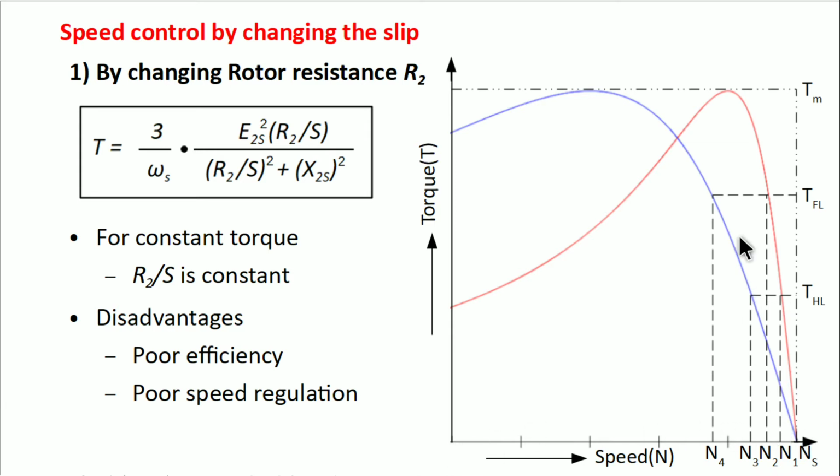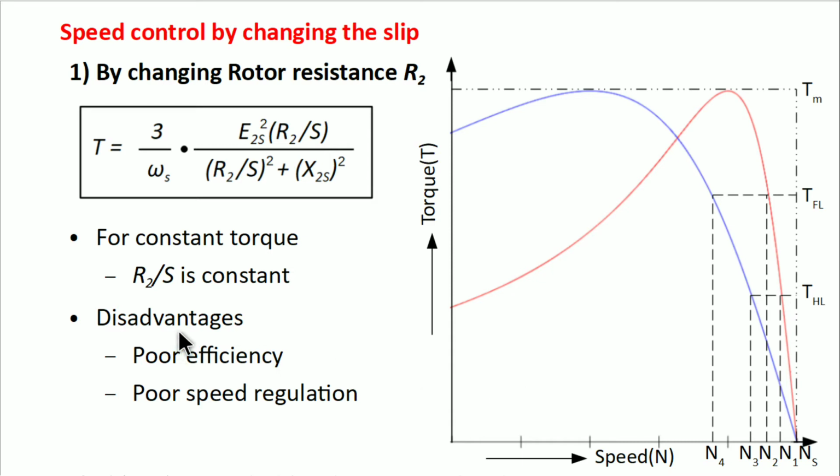It means if we increase the resistance, the curve moves from this position to the maximum value position, and at the same torque the speed changes from N2 to N4, which is less than N2. So by increasing the resistance in the circuit, we are decreasing the speed of the motor, but other characteristics also change, therefore this method is not generally used.